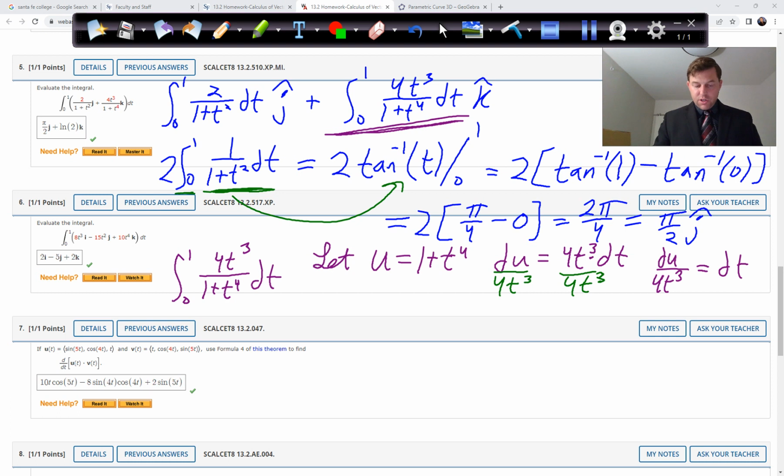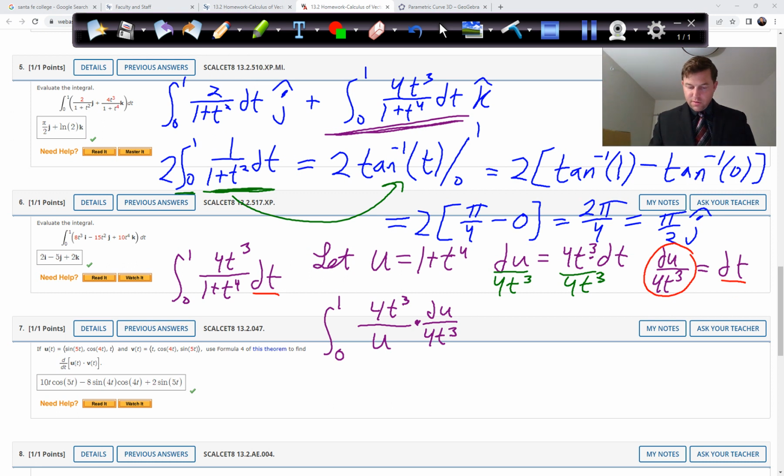Now we go back to this original integral and we change anything that we can. So it's still the integral 0 to 1. 4t cubed I can't change, so it's still 4t cubed. But the bottom, 1 plus t to the fourth, I can change that to u, because I said u should be 1 plus t to the fourth. And dt I'm going to change to du divided by 4t cubed. And these are being multiplied. So this is a sticking point. Sometimes students don't understand this. This dt I'm replacing with this dt, which is really all of this. So that's how that appeared there.